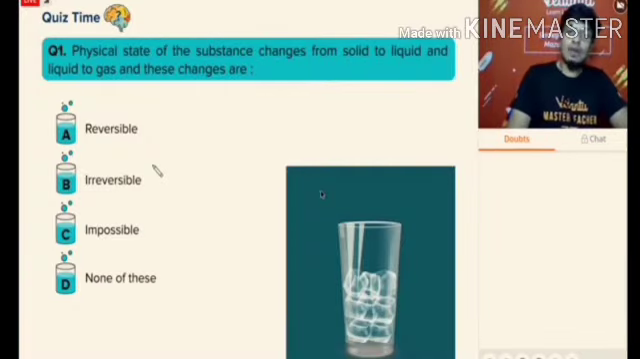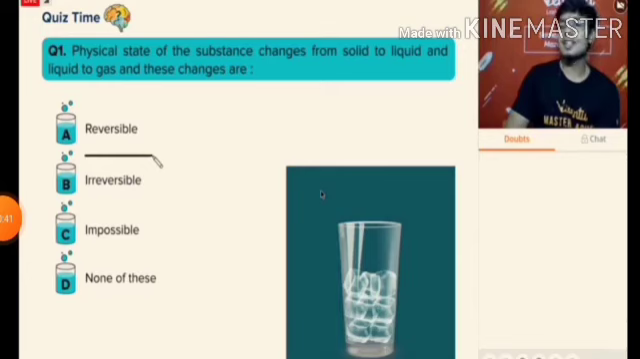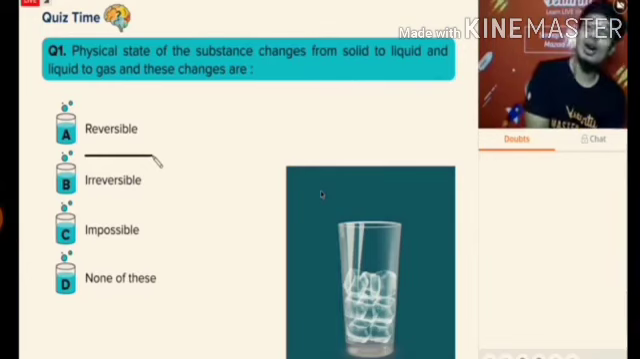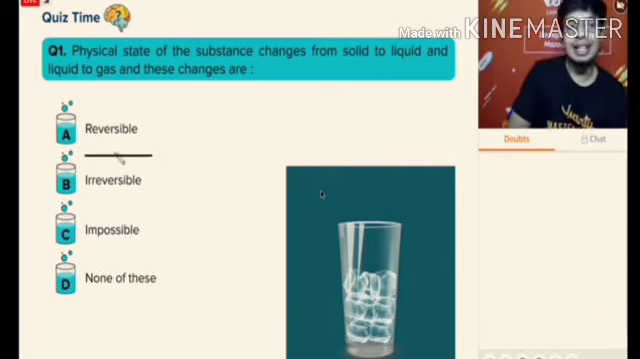Now we know one of the things. I'll try to answer this question. The physical state of a substance changes from solid to liquid and liquid to gas, and these changes are what? Reversible, irreversible, impossible, none of these? The quiz starts in 3, 2, 1. Exactly, it is reversible. Yes, you can again bring back the solid. It goes from solid to liquid to gas, and again it can be brought back from gas to liquid to solid.